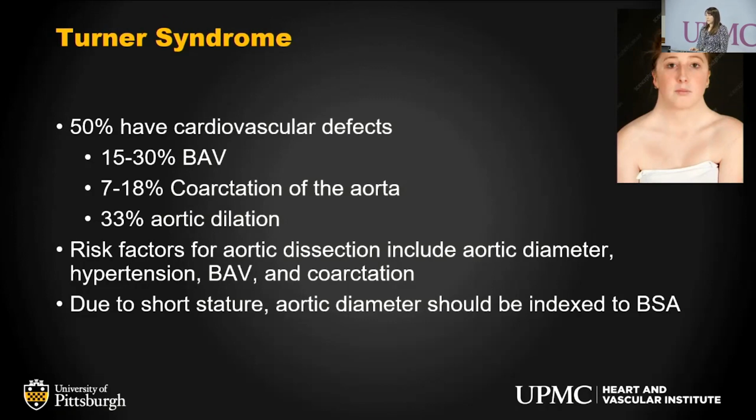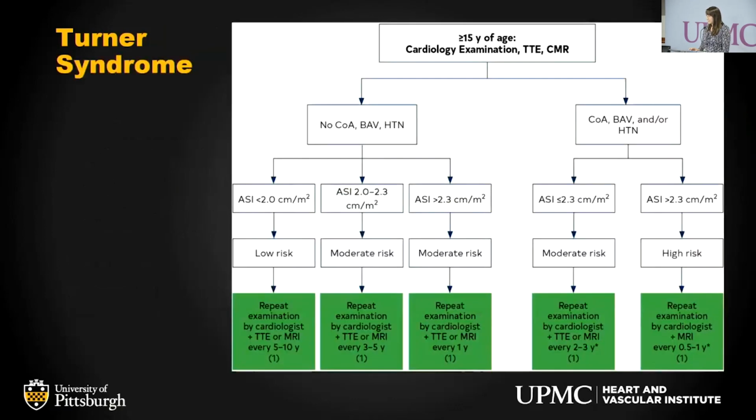Risk factors for acute dissection will include their aortic diameter and whether they have concurrent hypertension, bicuspid valve, coarctation. Notably, in this population, they are usually of very short stature and smaller than what our guidelines usually use for normal cutoffs. And so the aortic diameter specifically in them should be indexed to their body surface area.